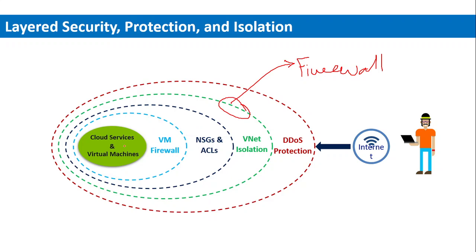So anything that is going out first has to pass through the VM's virtual machine firewall, right? Then it has to pass through the NSG, then go through the isolation network, then go to firewall devices, then go outside to the world, right? This is how you can make your network secure.